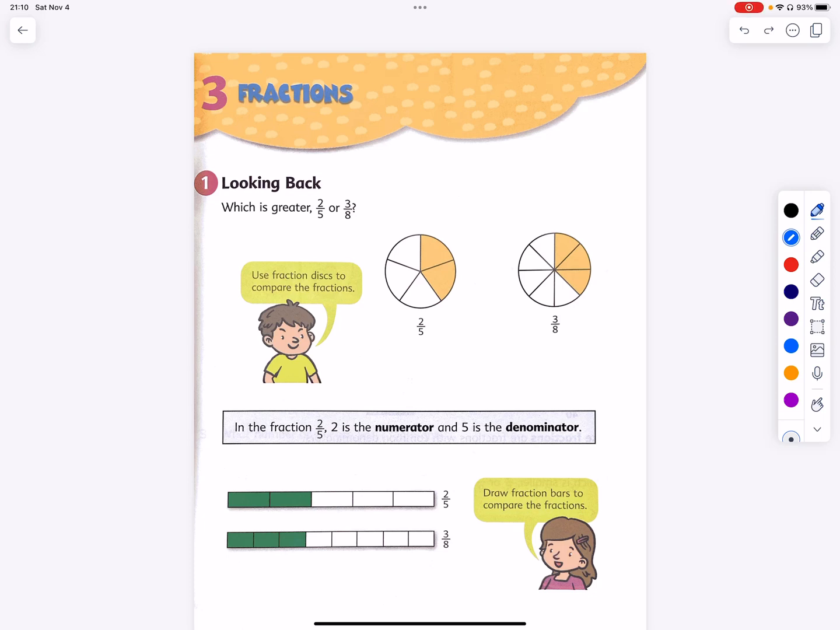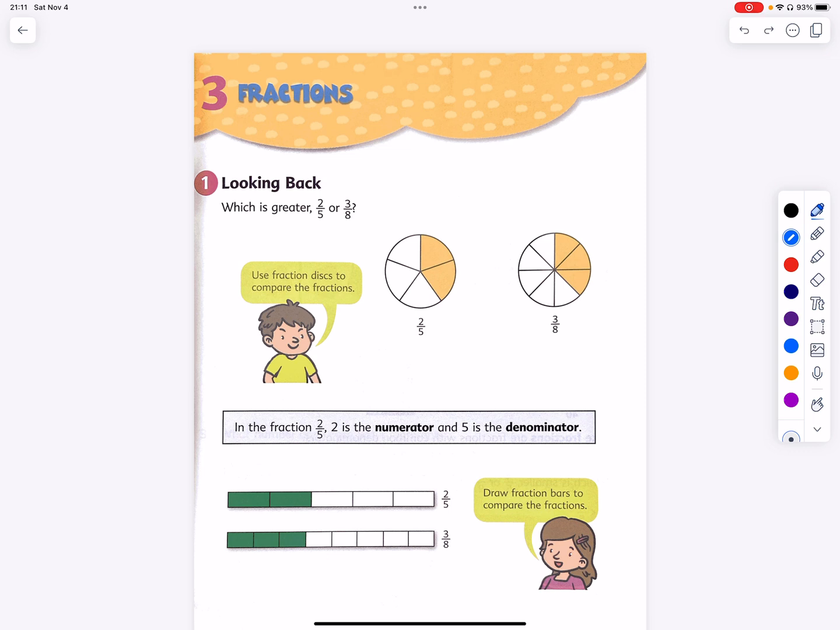Hello, the topic of today's lesson is fractions. We're going to begin our fractions operations, such as addition, subtraction, followed by multiplication, division. But first, we need to look back, or review what we've learned in the previous year, since you probably haven't encountered fractions so far this school year.